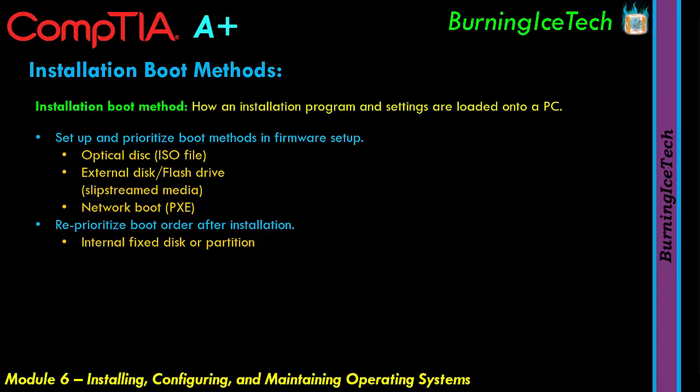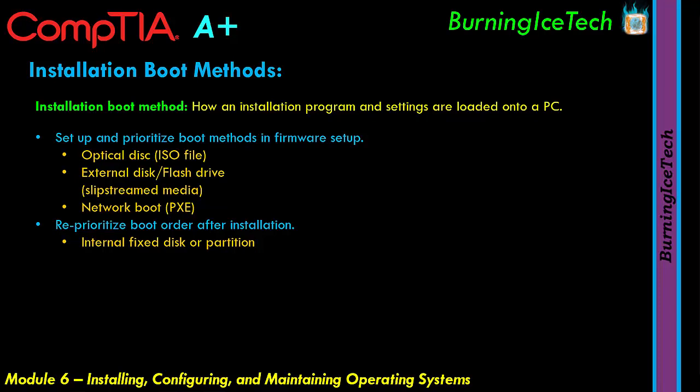So you can see here, set up and prioritize boot methods in the firmware setup. So you're going to have to choose where you want to boot from. If you know for a fact you've got a DVD of the new operating system, and that's the way you want to go about installing this, you're going to have to go into the BIOS of that computer or UEFI, depending on how new your motherboard is. For the older motherboards, it'll probably be BIOS. For the newer ones, it's going to be the UEFI, and you're going to have to reconfigure the booting order. Where will your computer or your client's computer look for an operating system first?